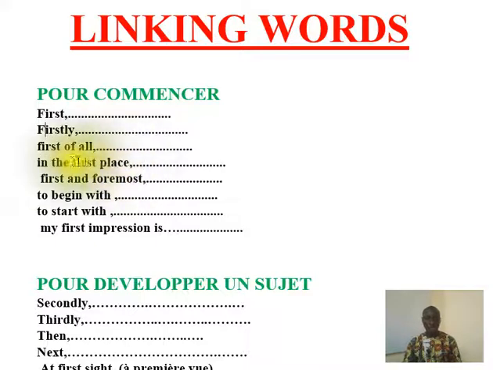In the first place, ça veut dire premièrement. Ok. First and foremost, de prime abord, ou bien premièrement, ou bien tout d'abord. So, first and foremost, tout d'abord, ou bien de prime abord, premièrement. Ça marche, il n'y a pas de problème.